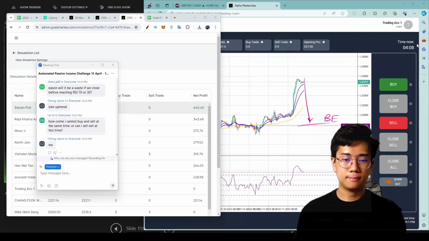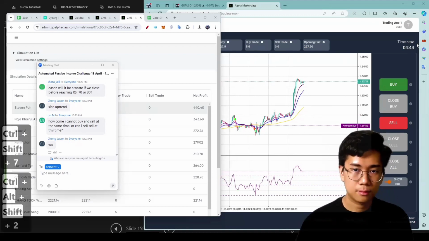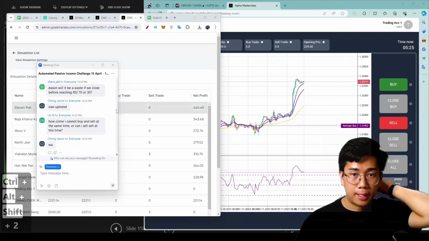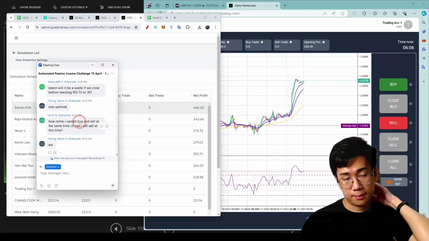Alright. How come I cannot buy and sell at the same time?